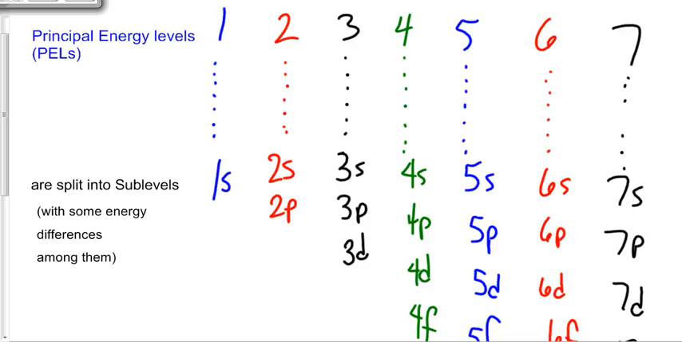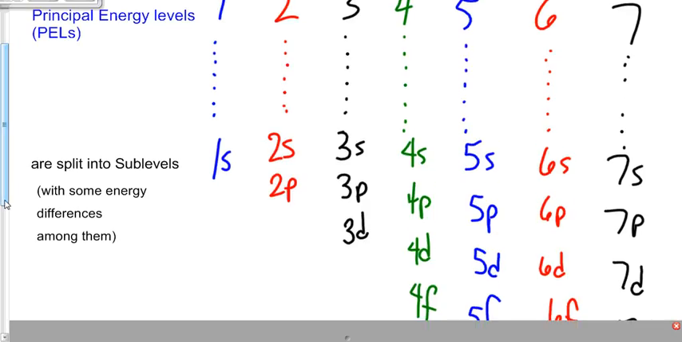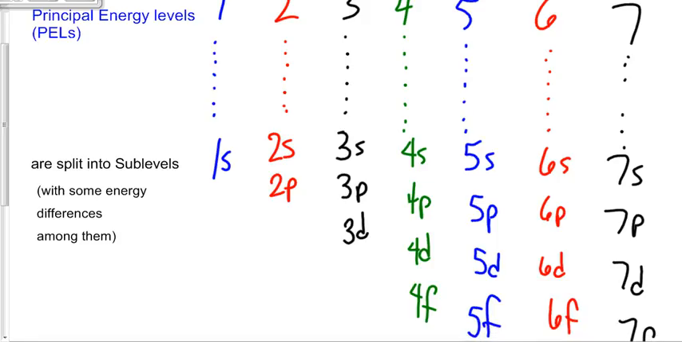So principal energy level 1 in blue here exists with only one sublevel. We call it 1s. Level 2 has 2 sublevels, 2s and 2p. The third principal energy level has 3 sublevels, 3s, 3p, and 3d. Level 4 has 4 sublevels. They are called 4s, 4p, 4d, and 4f. The same thing will go for 5, 6, and 7, even though we don't have letters that go above f. In theory they exist, but there's no need for them.